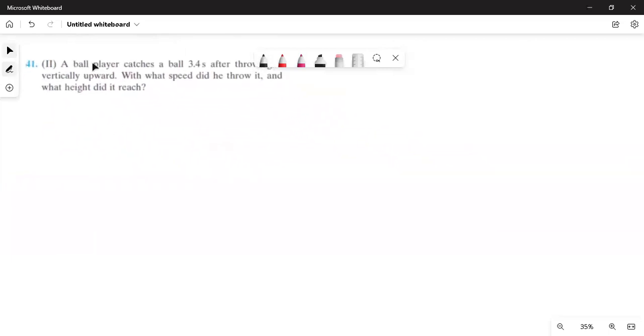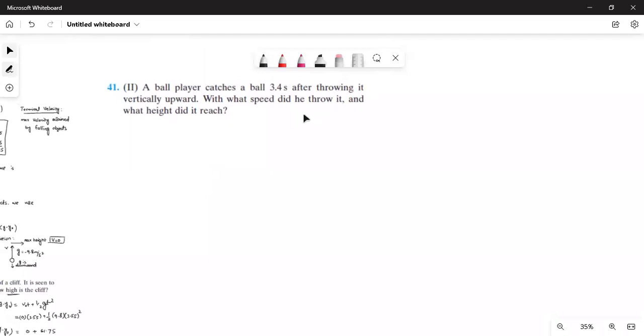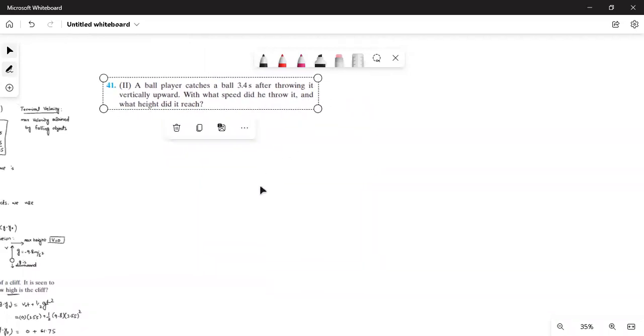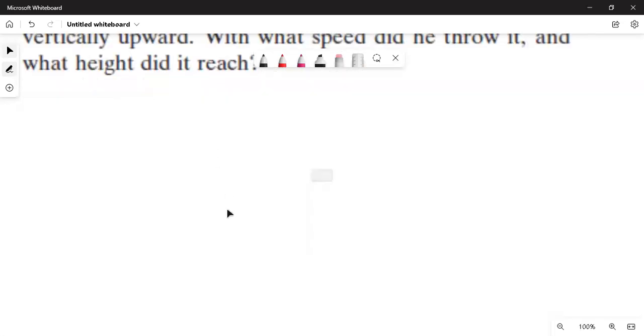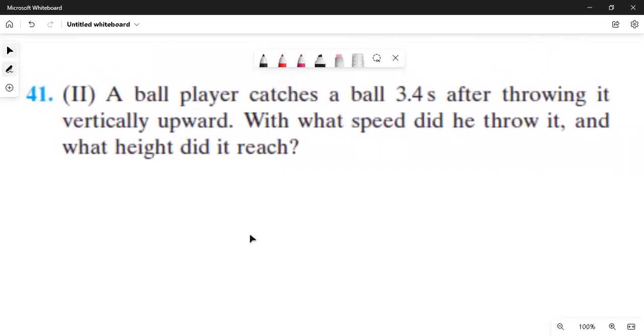This question actually has 2-3 hidden things that we need to remember. What are those hidden things? First of all, it is saying a ball player catches a ball 3.4 seconds after throwing it vertically upward. He threw the ball up. If you look at this, this is the starting position. He throws it up, speed decreases, it becomes 0 here, and then it goes back to his hand.